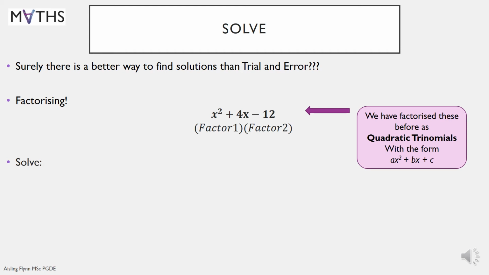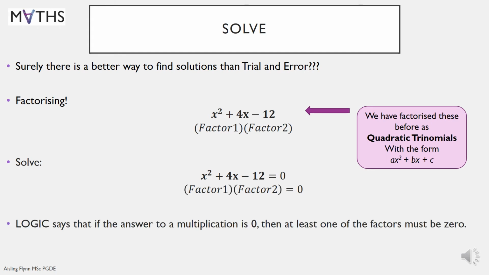This time around, however, it's slightly different. You're not asked to factorise, you're asked to solve. So we have an equation to begin with, an equals 0. That's really important. If you factorise the left-hand side, you can put the 2 factors multiplied by each other equal to 0. Logic says that if the answer to a multiplication is 0, then at least one of those factors must be 0, because 0 multiplied by anything equals 0. And we use this piece of logic to help us solve.